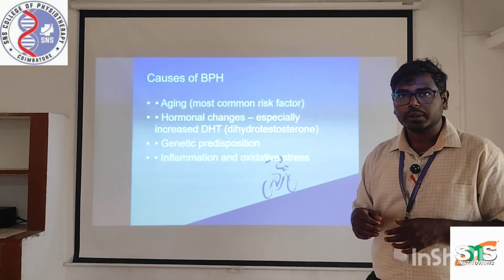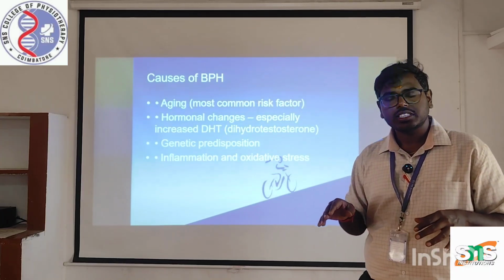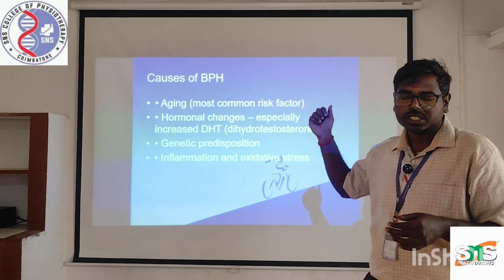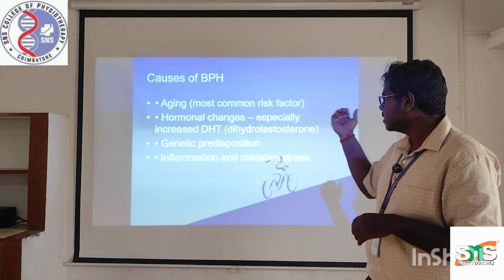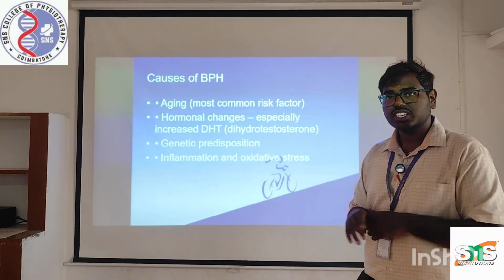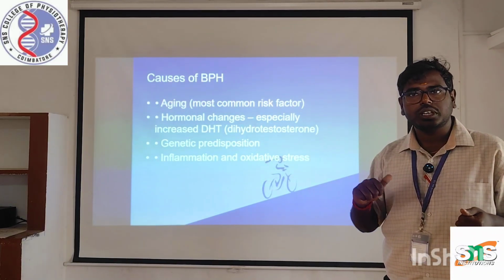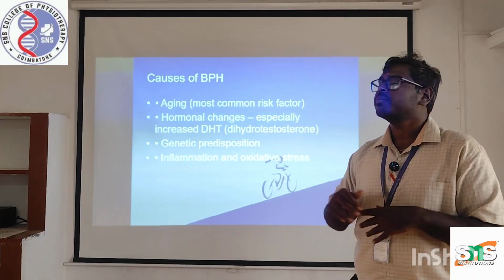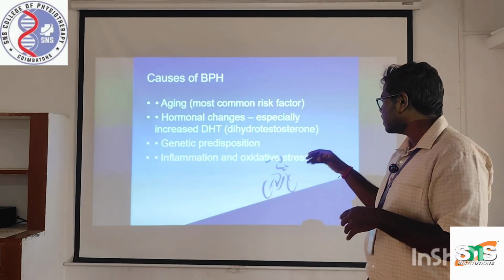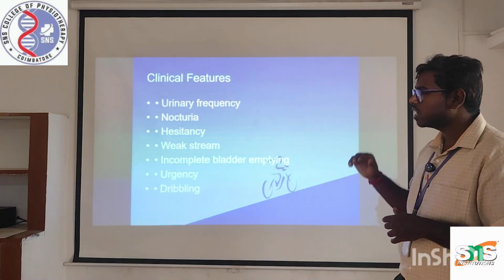So what are the causes of benign prostatic hyperplasia? First one is aging. Old age plays an important role, mainly in males, as a common risk factor for benign prostatic hyperplasia. The second one is hormonal changes, generally an increase in the DHT hormone. DHT is dihydrotestosterone. An increase in this hormone can lead older men to benign prostatic hyperplasia. The third one is genetic predisposition, and finally inflammation and oxidative stress over the prostate gland.